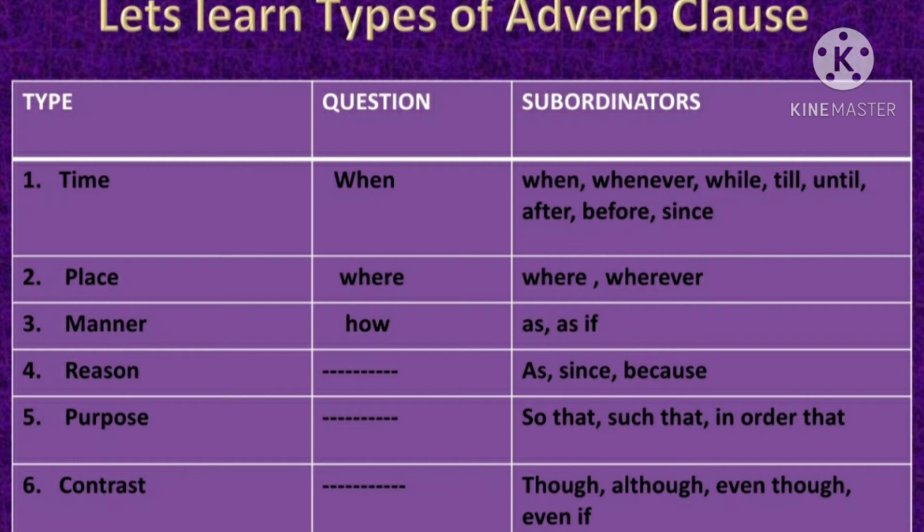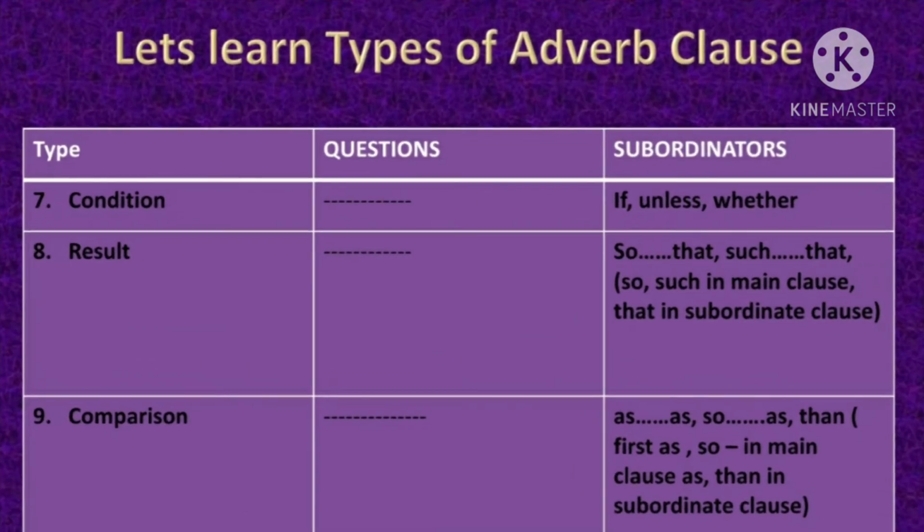So children, we are going to learn the remaining 3 types in the next slide. Let's learn about the next type, that is adverb clause of condition. In the conditional clause, you can get to see the subordinator like if, unless, or whether. So whenever you get to see such a subordinator in the subordinate clause, it is adverb clause of condition. I can give you an example like if you work hard, you will achieve success.